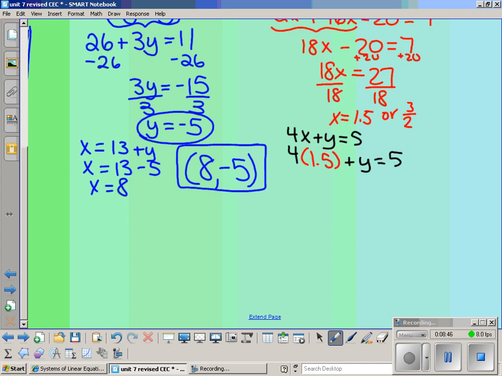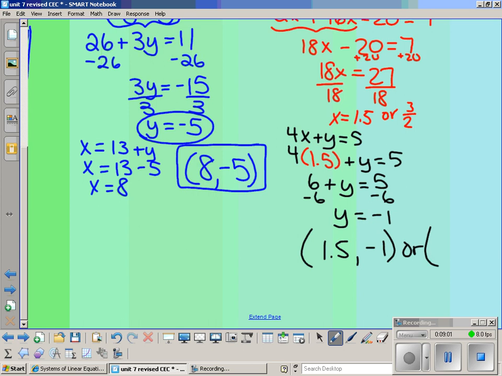So now 4 times 1.5 is 6. We need to subtract 6. So we'll get y equals -1. So our solution was 1.5, -1 or 3/2 and -1, depending upon whether you want to leave it in decimal or fraction form.